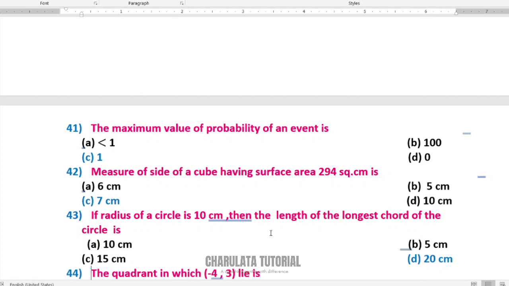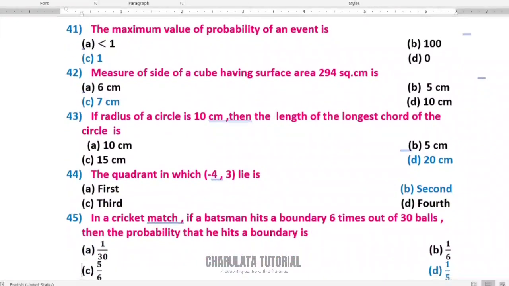The measure of side of a cube having surface area 294 cm square is. We know that if the length of the side of a cube is L, then total surface area equal to 6L square. That is L square equal to 294 by 6, that is 49. L equal to 7 cm.